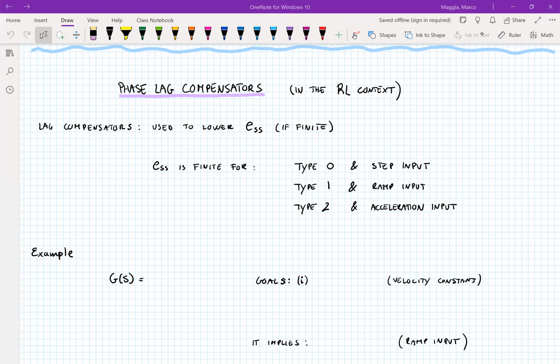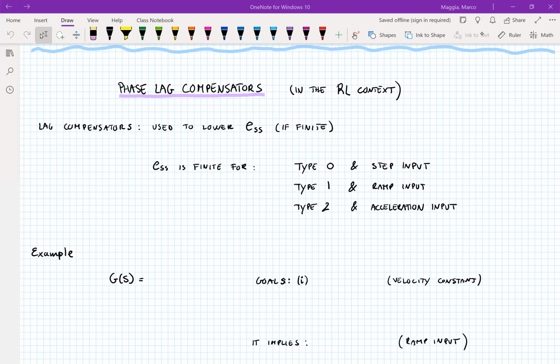All right, so last time we saw the phase lead compensators and their design in the root locus context. And today we are ready to see the other face of the medal, that is the phase lag compensators. As I said last time, while the lead compensators are used in order to meet the main requirements in terms of settling time, percent overshoot, rise time, etc., that is, we use the lead compensators in order to bend the root locus of the uncompensated system so that it passes through the dominant poles that we are seeking.